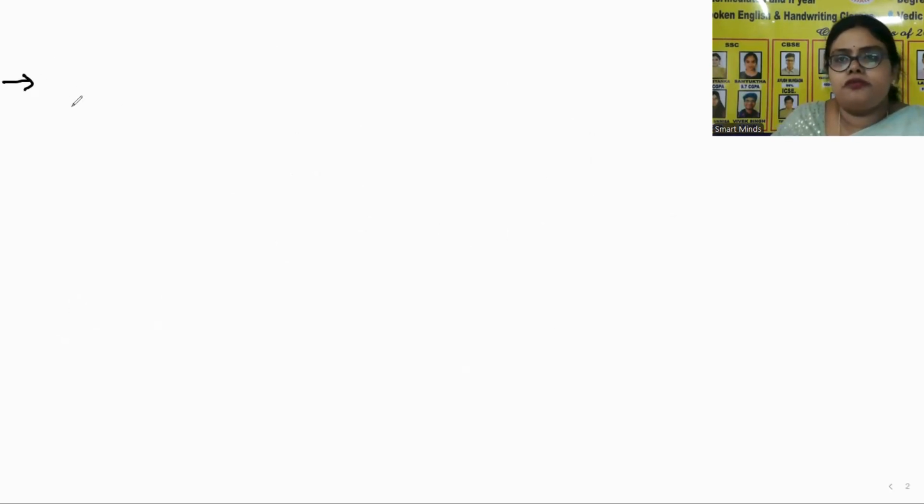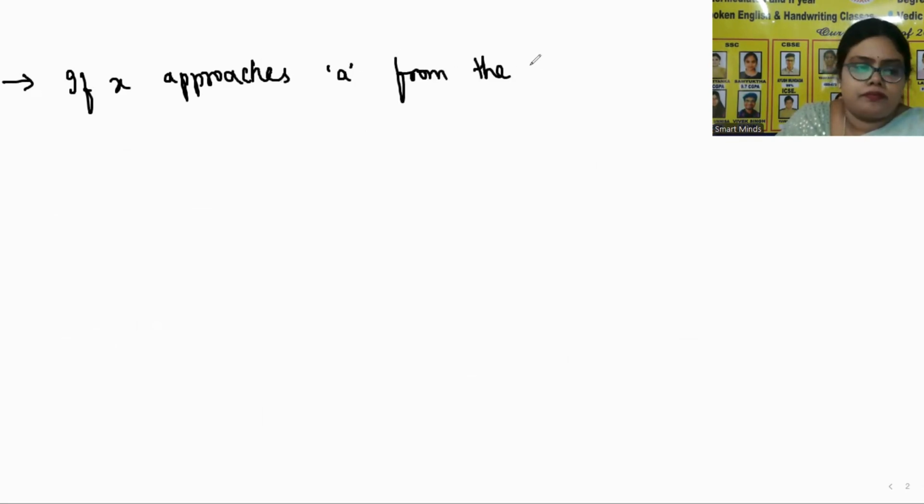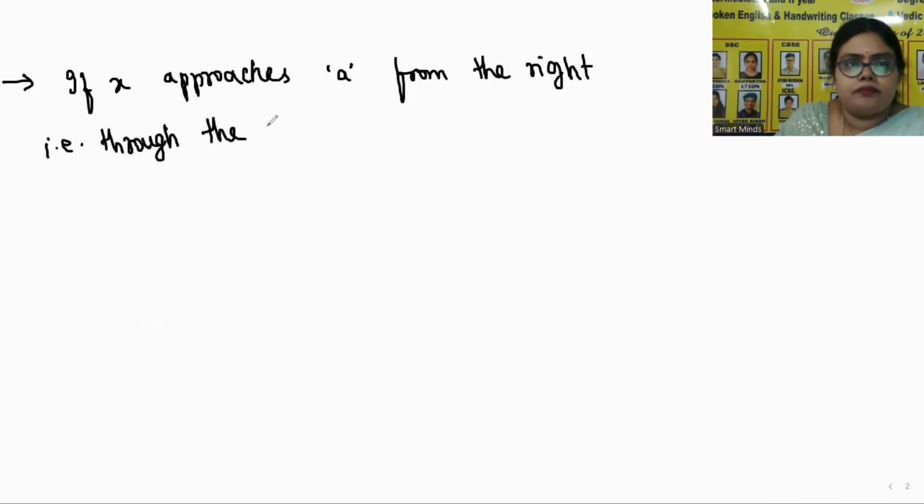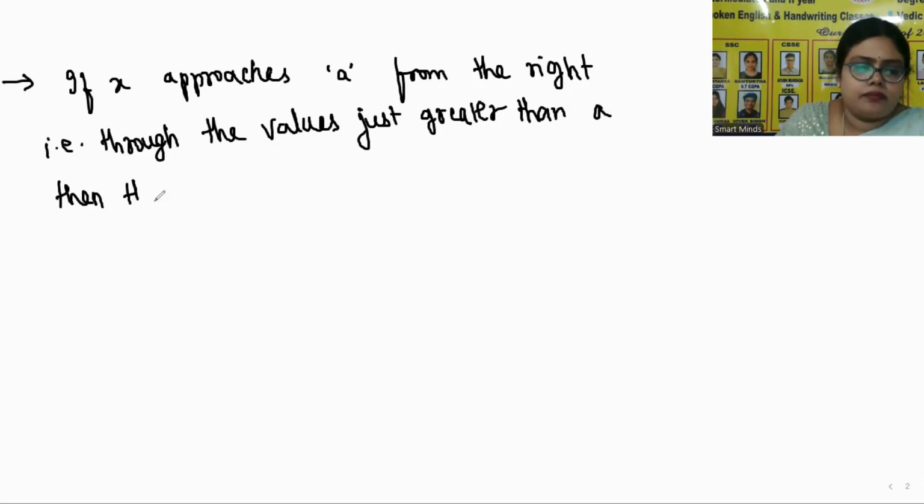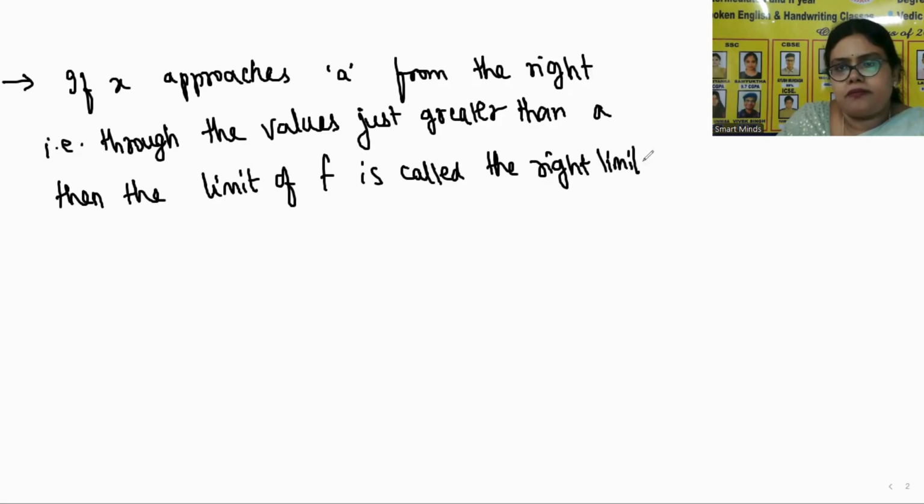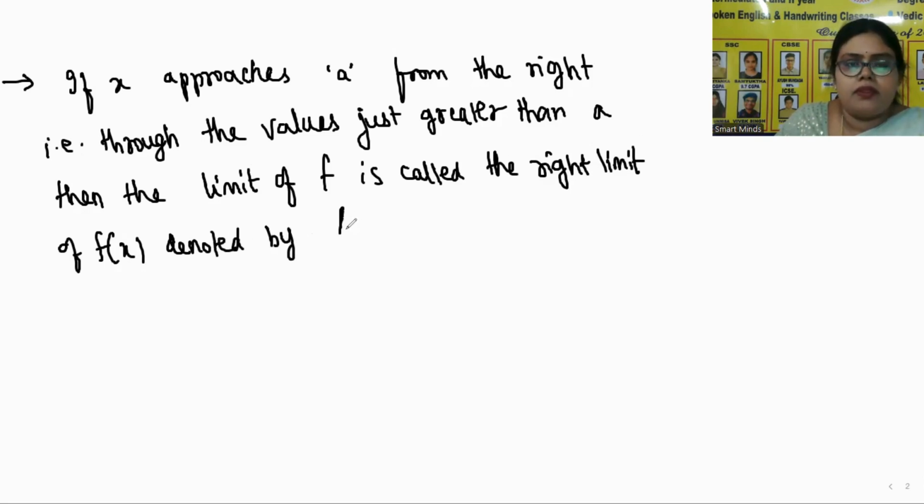Now let us take the definition of right hand limit. So if x approaches a from the right, from the right means through the values just greater than a, then the limit of f is called the right limit of f of x, denoted by limit x tends to a plus f of x.